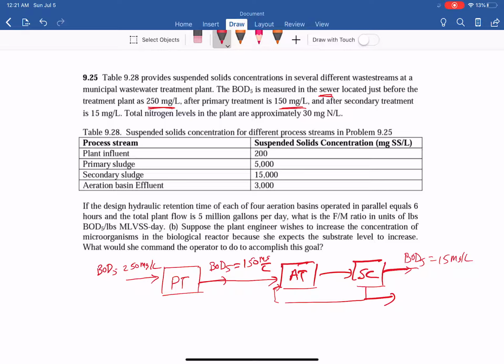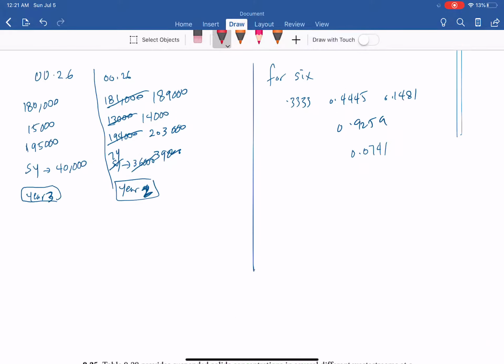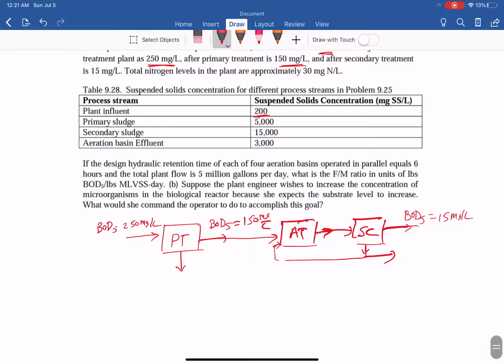Now, the suspended solids concentration in the plant effluent was 200. In the primary sludge, it is 5,000. In the secondary sludge, it's 15,000. In the aeration basin effluent, whether it's leaving the aeration basin or inside, should be the same. So here, it's 3,000 suspended solids. This means this is how much is the microbial content of the aeration basin.